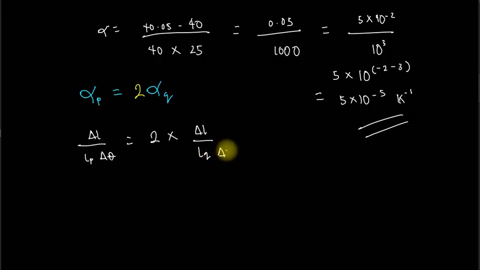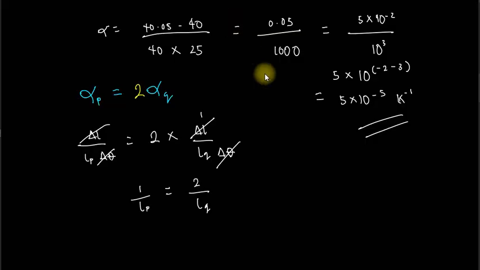The reason I didn't write subscript Q here is because they told us what? The change in length is the same and the change in temperature is also the same. So we can cancel that out and we're left with what? We're left with 1 all over the unit length of P, and 2 times 1, we have 2 all over the unit length of Q.